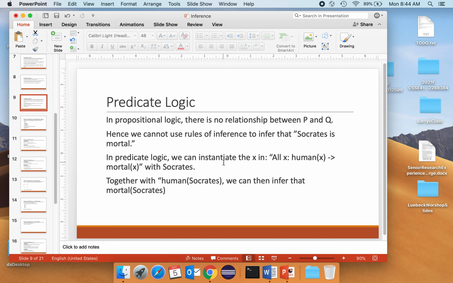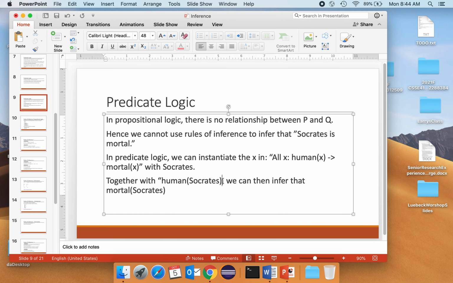And what we can do is say, well, this Socrates is a dude that is part of our domain, and it's that dude. I pointed to something right now. And so we can instantiate the sentence with Socrates. So we would have human Socrates implies mortal Socrates. Together with the sentence that we already know, human Socrates, we can then infer that Socrates is mortal. So again, we instantiate this thing.